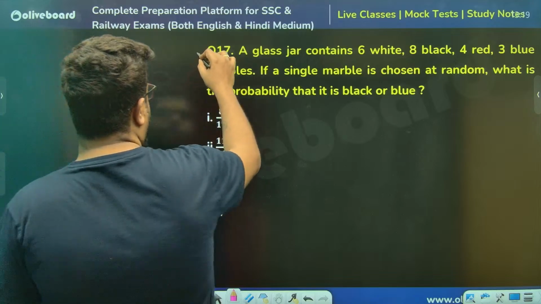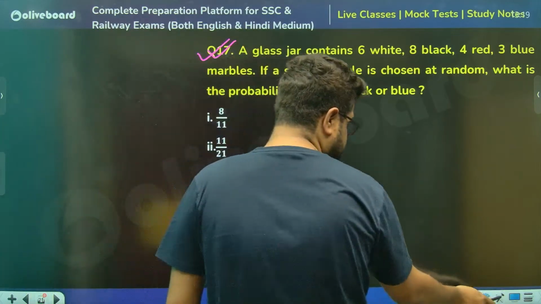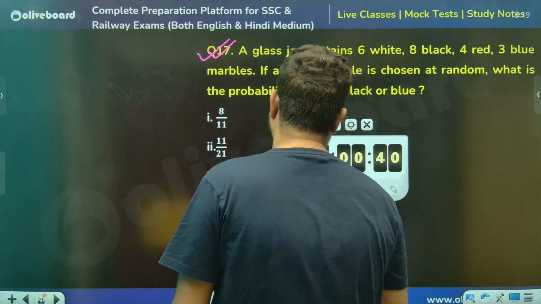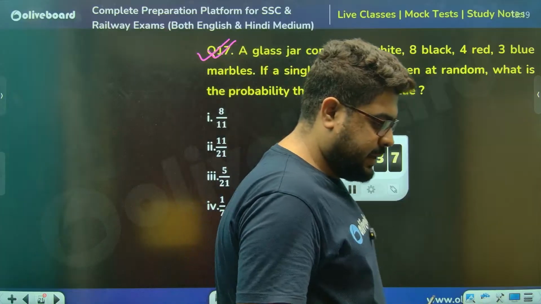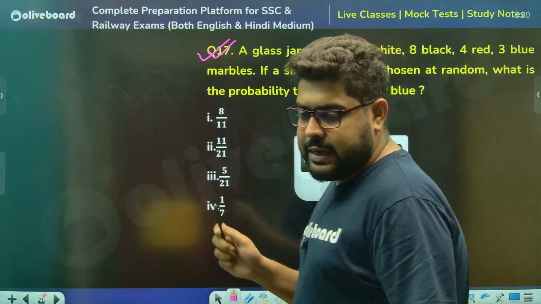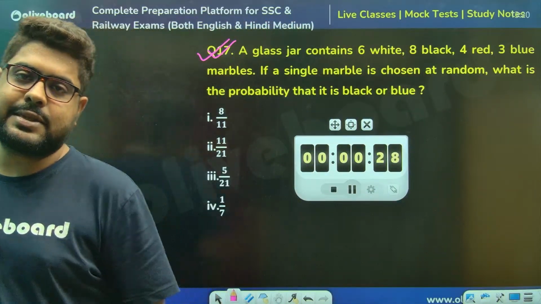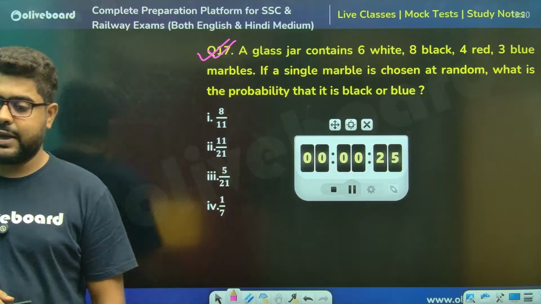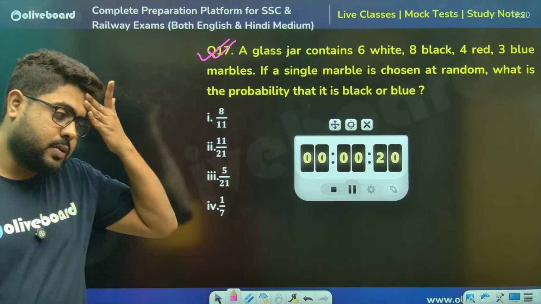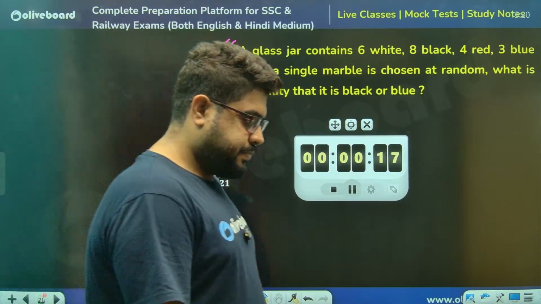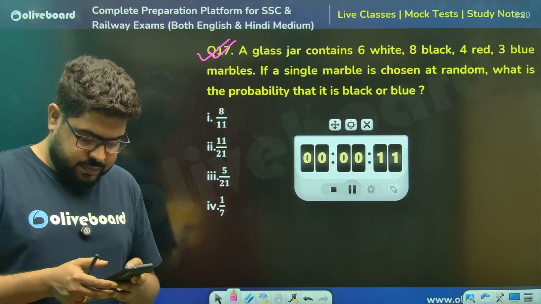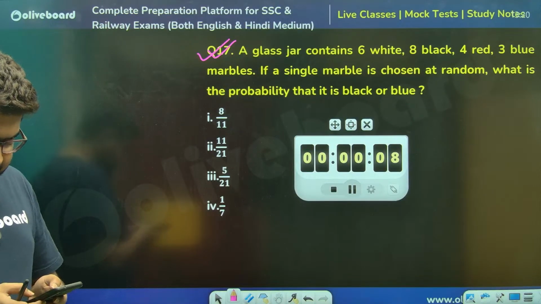Probability. I'm giving you 40 seconds to solve this. It's a good question. Again, probability questions are coming, like they have asked in most of the shifts. In the new exam pattern, probability has become very, very important in Tier 1. So please focus on this.